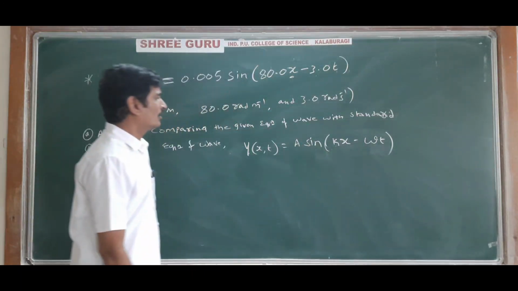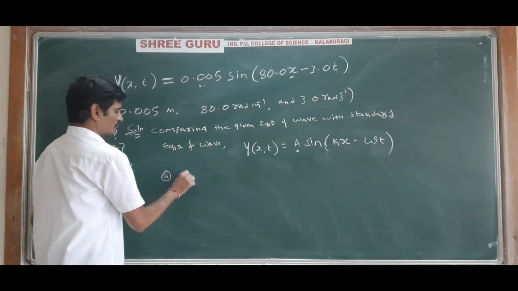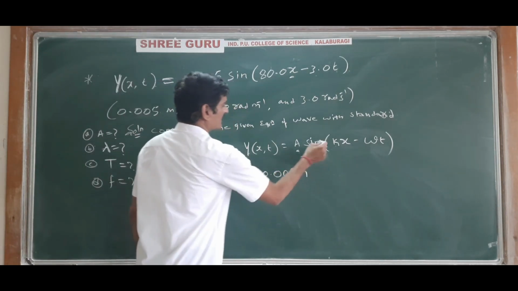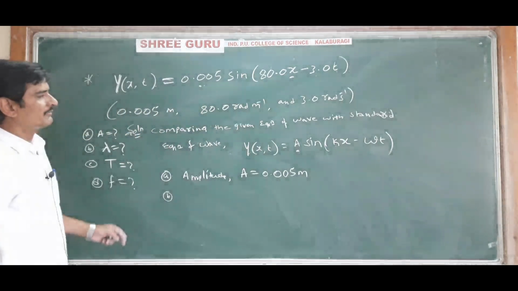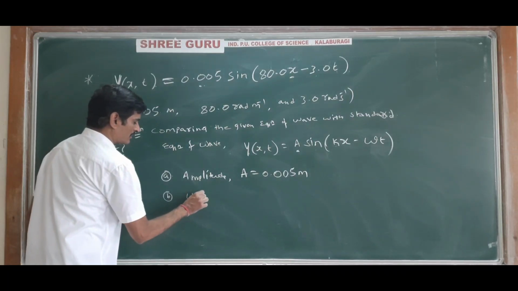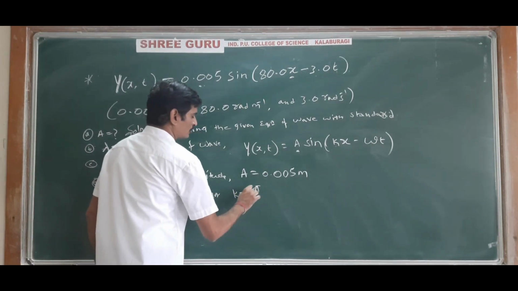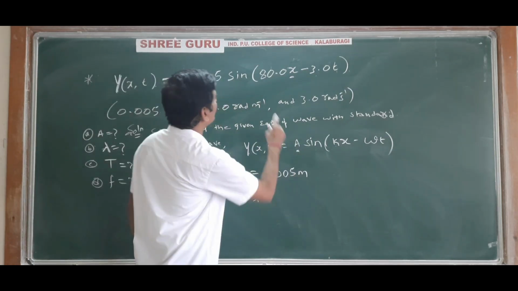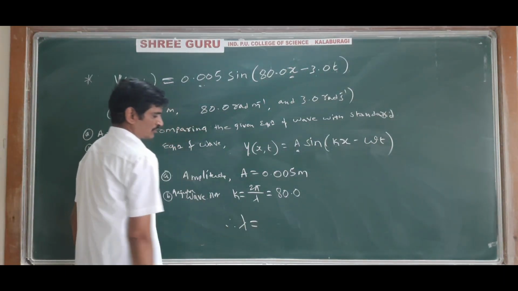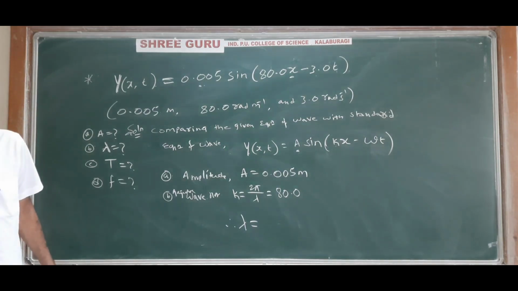Now comparing these two equations, you will get directly that A is the amplitude. So amplitude A is equal to 0.005 meter, simple. And second one, what is asked? Wavelength. You will get wavelength by using the formula for K, the angular wave number. K is equal to 2 pi by lambda, and that is equal to 80.0 as they have given. Therefore lambda is equal to 2 pi by 80.0.